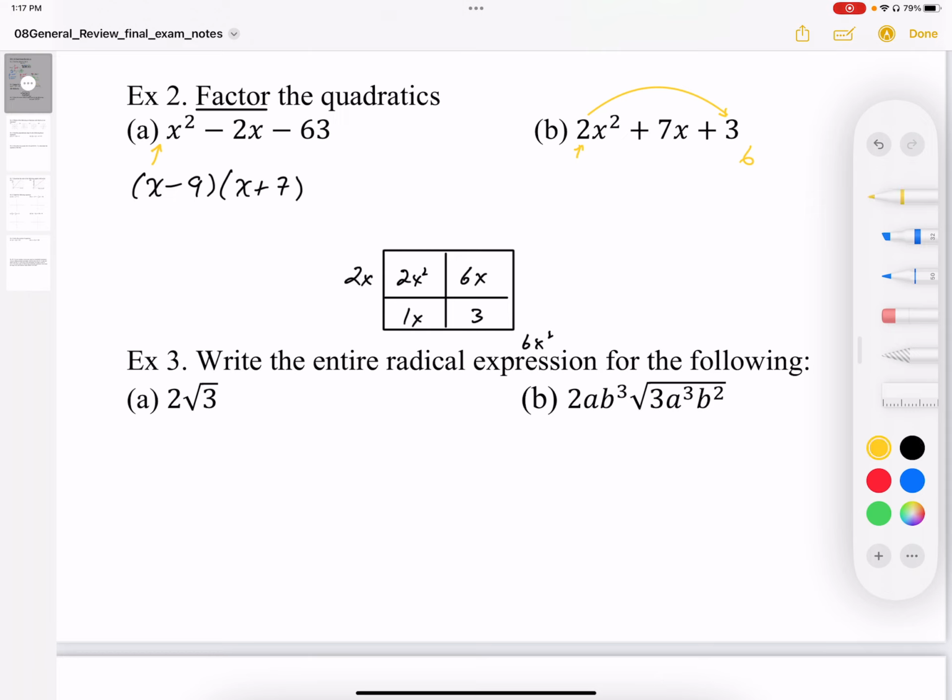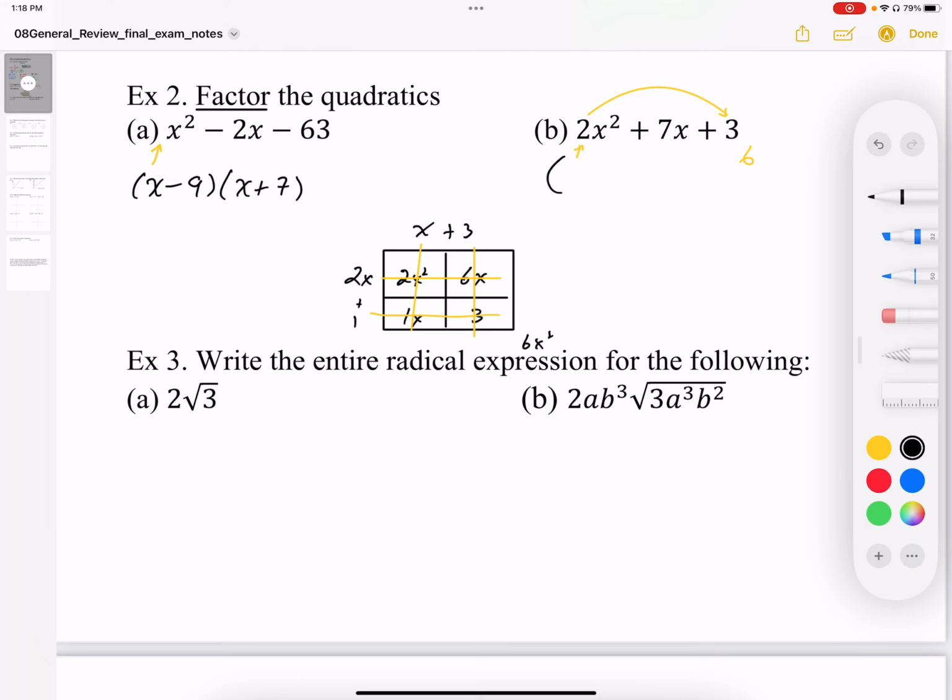So the common factor through here is 2x. Through here, there's no common factor, so it's just going to be plus 1. Through here, the common factor is just x. And then the common factor through here is going to be 3. So we're going to end up with plus 3. So there is my factored form.